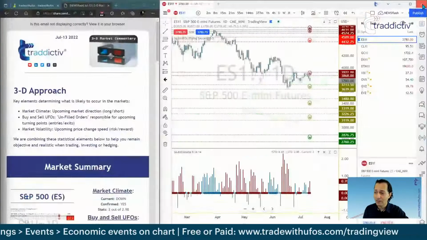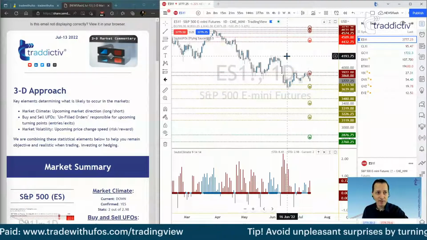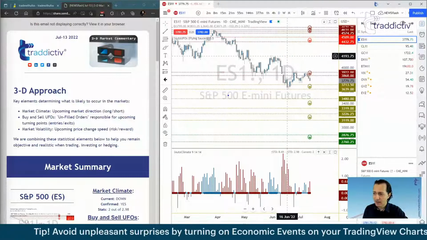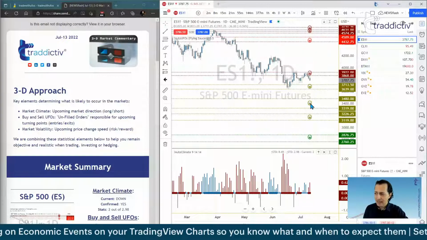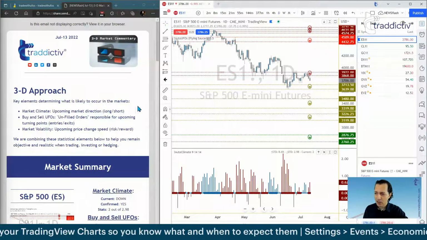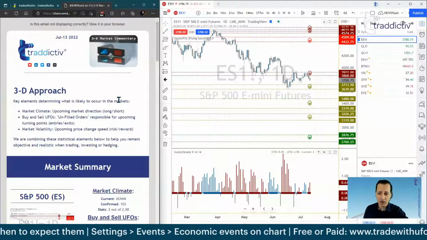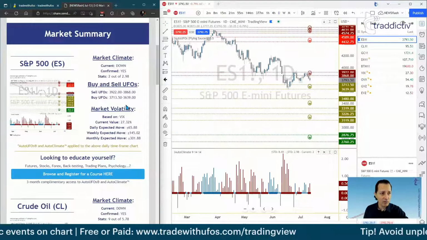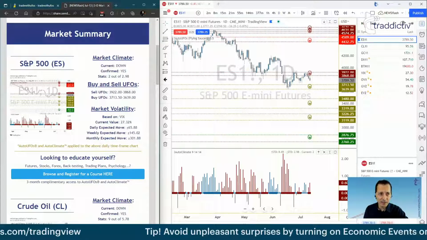We are now going to begin our commentary by looking at the real-time charts. Okay, so what do we have? On the right, I have a daily chart of the S&P 500 futures. When looking at this chart, we can also compare it with the information on the left, where I have all the information about the 3D market commentary, the climate, the UFOs, the volatility, etc.